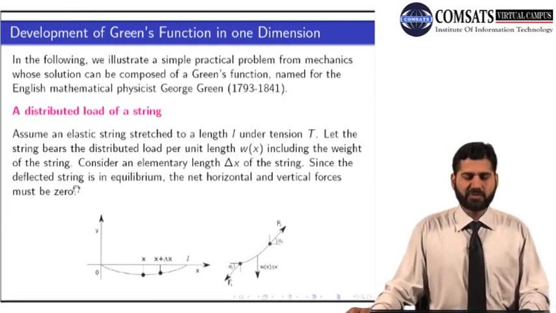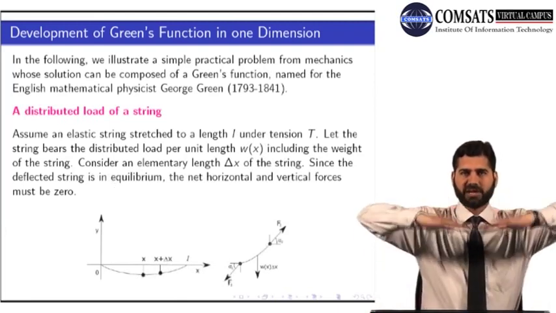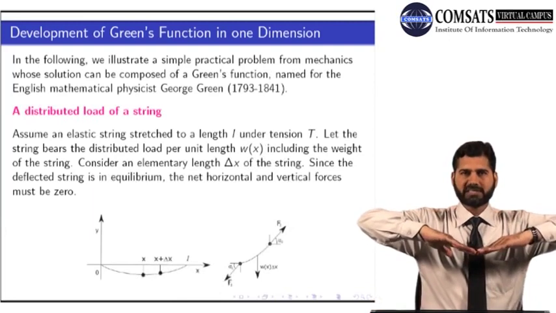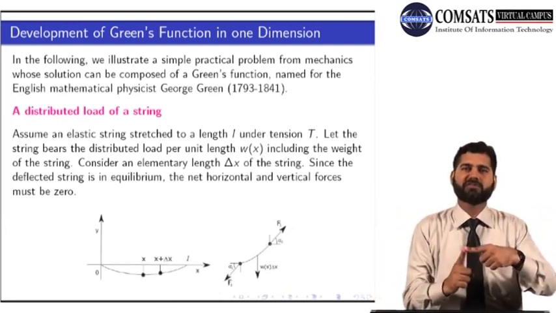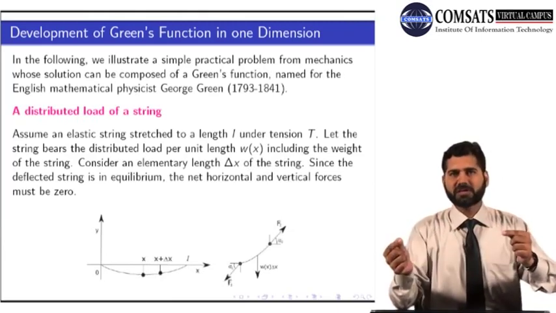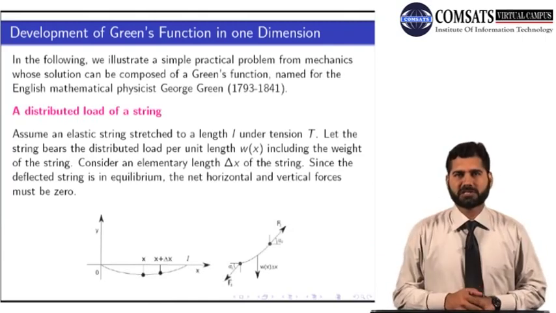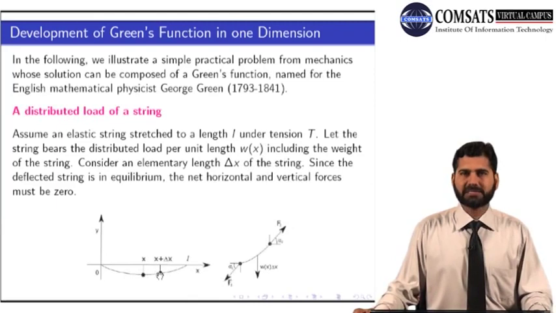Since the deflected string is in equilibrium, the net horizontal and vertical forces must be 0. Because there is a weight on the string, it is stretched down a little bit, and now it's in equilibrium. If it is in equilibrium, then the horizontal and vertical components of the forces cancel the effects of each other. So the sum of horizontal forces must be equal to 0, and the sum of vertical forces must be equal to 0. So let's take a small element of the string from x to x plus delta x.